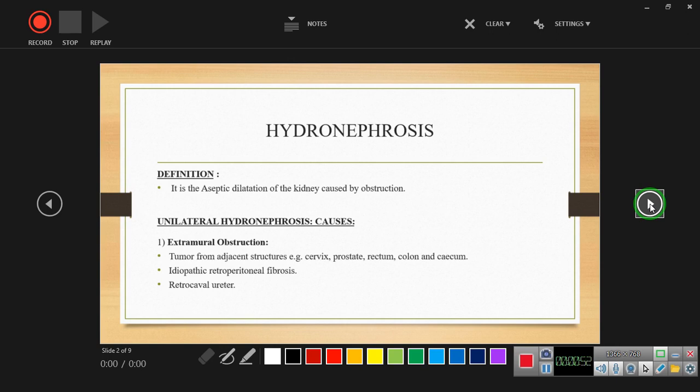What are the causes of unilateral hydronephrosis? Unilateral hydronephrosis cause may be, number one is extramural obstruction. That is the obstruction from outside. It includes tumor from adjacent structures such as cervix, prostate, rectum, colon and cecum, or idiopathic retroperitoneal fibrosis or retrocaval ureter.